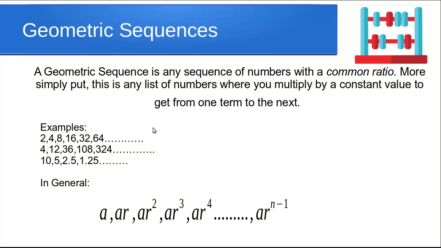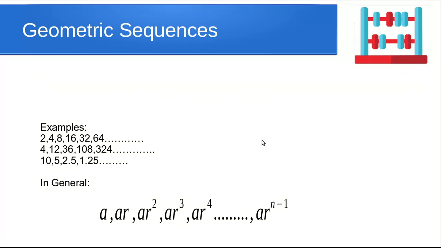Now the nth term for that, I hope you can just see, is going to be ar to the n minus 1. Because the first term is ar to the 0, if you like. The second term is ar to the 1. The third term is ar to the 2. So the nth term is going to be ar to the n minus 1. We'll come back to that formula in a second.